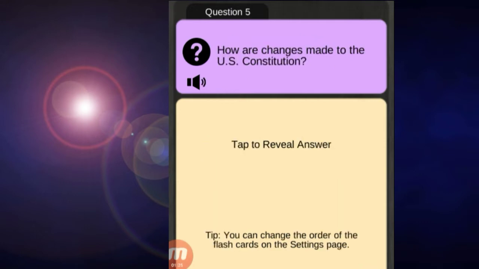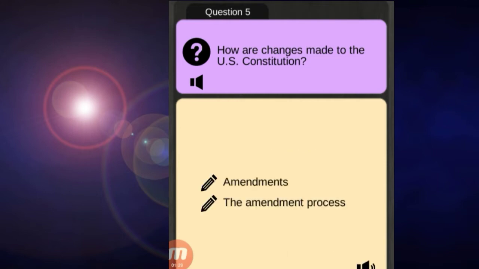How are changes made to the U.S. Constitution? Amendments. The amendment process.